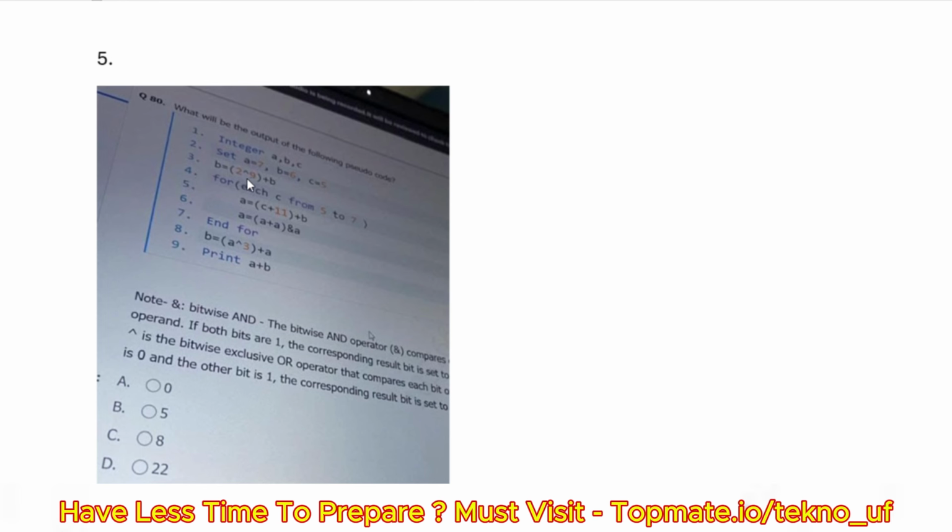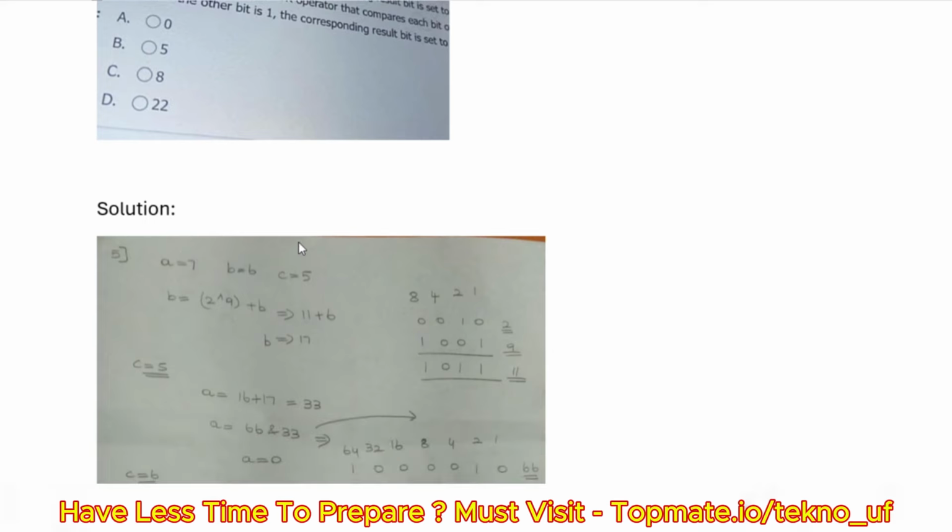And we need to evaluate this expression, get the value of B. 2 XOR 9 plus B. We need to evaluate this one first. 2 XOR 9. We need to convert 2 and 9 to their binary formats. The binary format of 2 will be 0010. And the binary format of 9 will be 1001. We have the binary format for these two values.